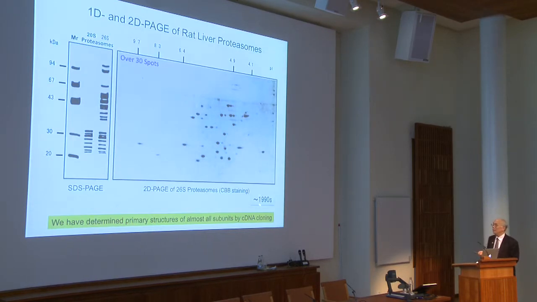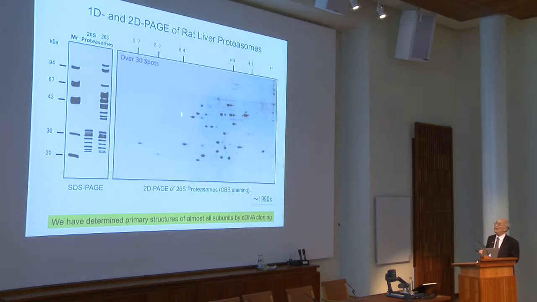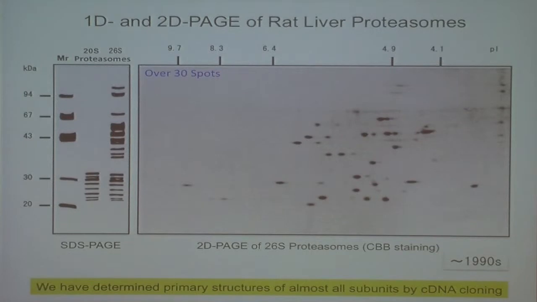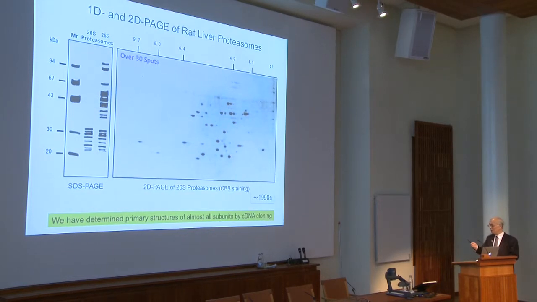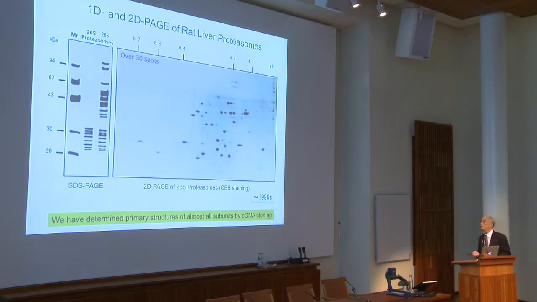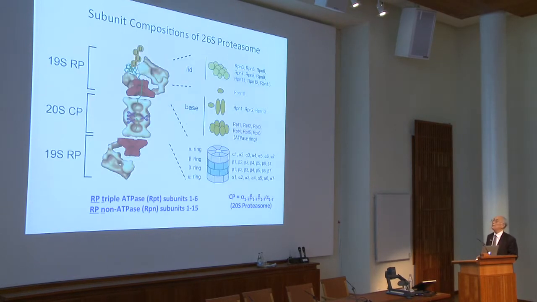Initially we purified the proteasome and analyzed it by two-dimensional gel. I could see over 30 spots. Then we had to isolate the individual components, and the primary structures were determined by Edman degradation and finally by cDNA cloning. For almost 70% of the subunits, we determined the primary structure by cDNA cloning.